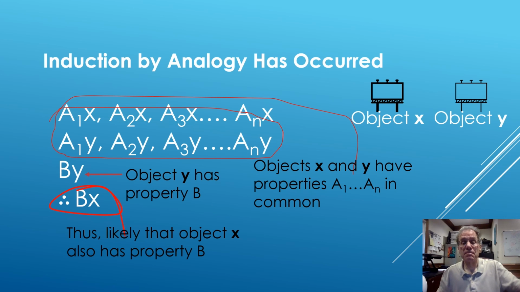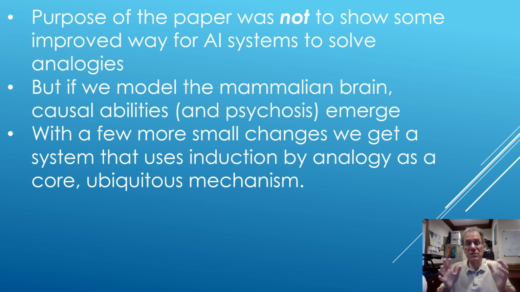And again, the purpose of this paper was not to show some super great way for AI systems to solve analogies, but rather that if we model the mammalian brain, as I did, causal abilities and psychosis emerge, and then again, with some very tiny evolutionary changes, induction by analogy emerges, but not as a separate module or separate ability, but as a core ubiquitous mechanism.